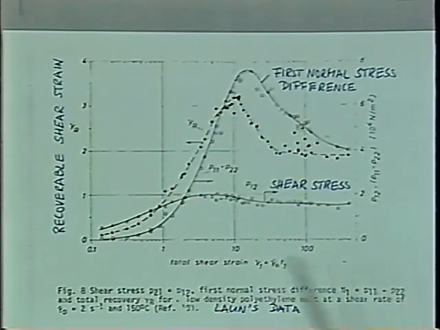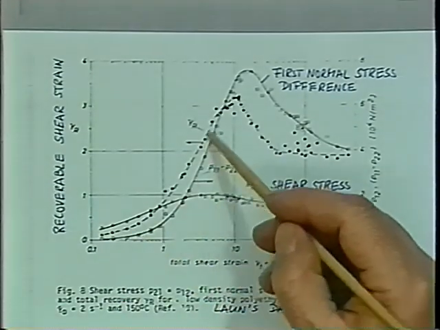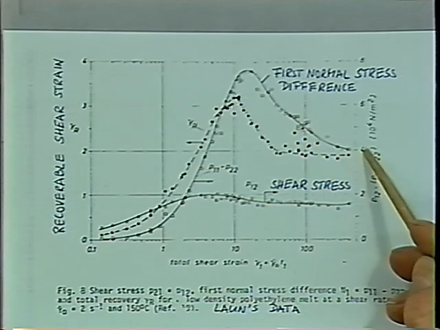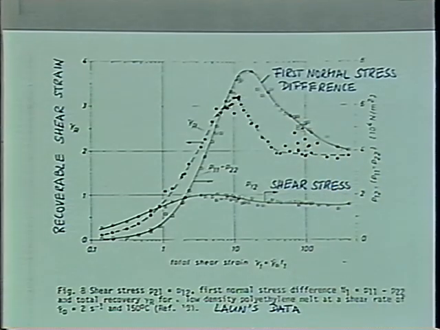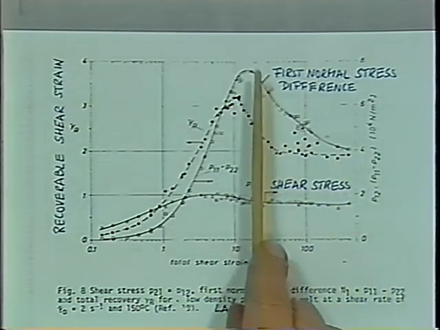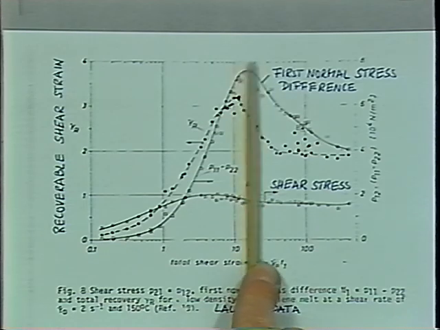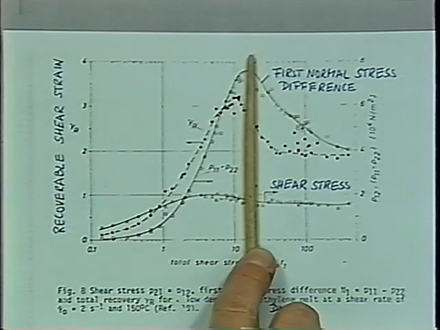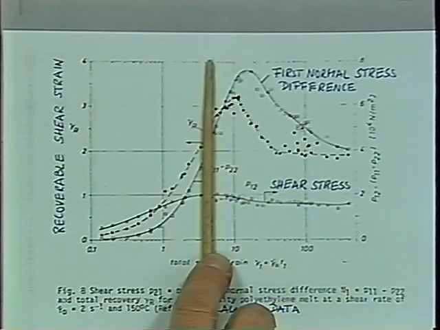And the first normal stress difference is also going through a maximum, and then it's decaying. These experiments have been performed at different stress levels, and they're normalized. You can see that the maximum for the normal stress difference occurs at twice the strain as the maximum of the shear stress. And this occurs at all stress levels. And that's an interesting observation.